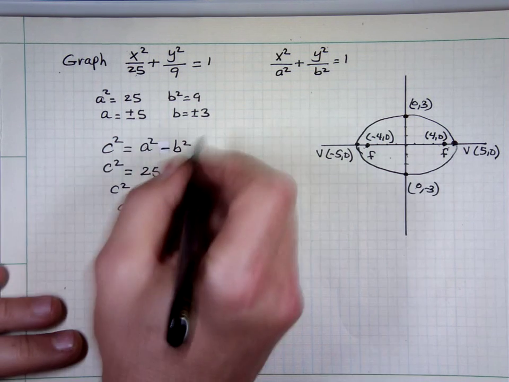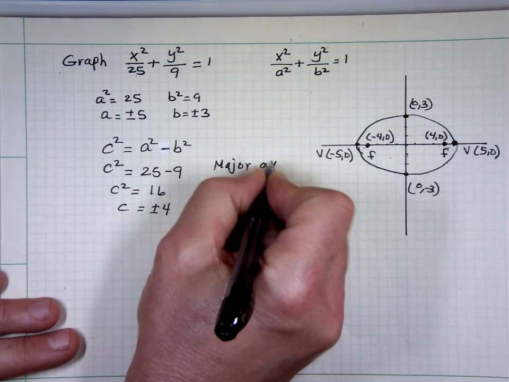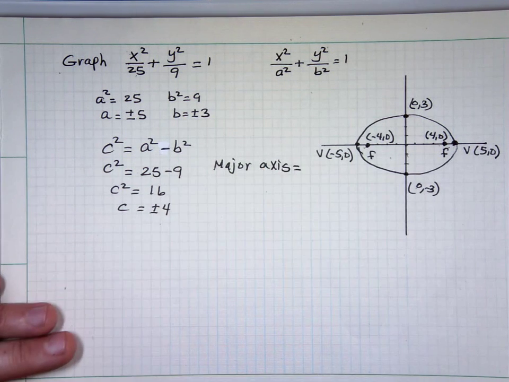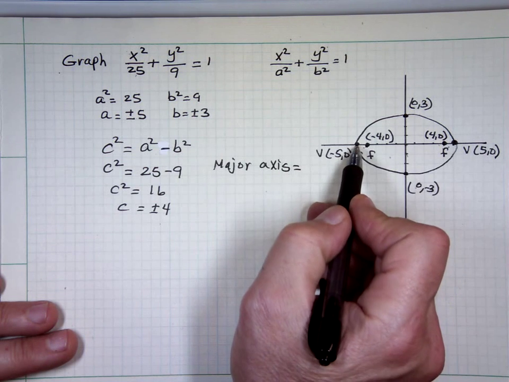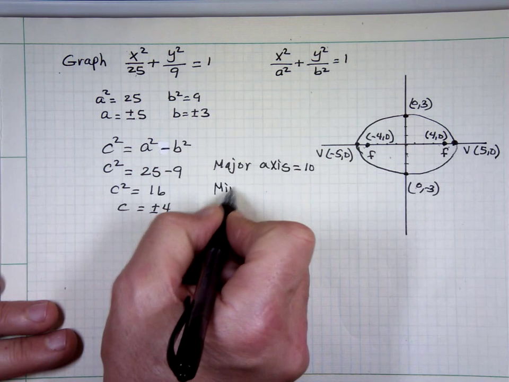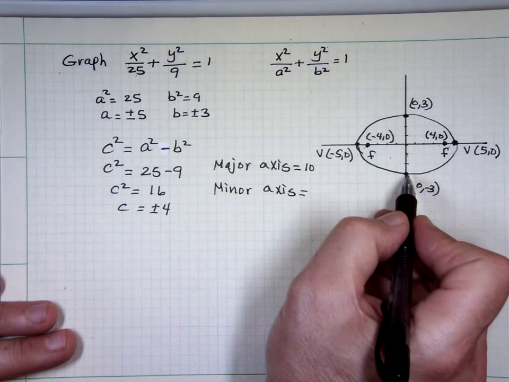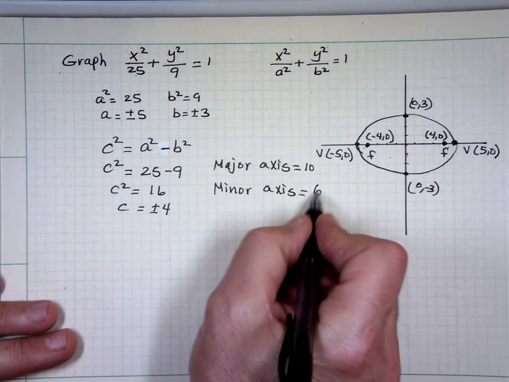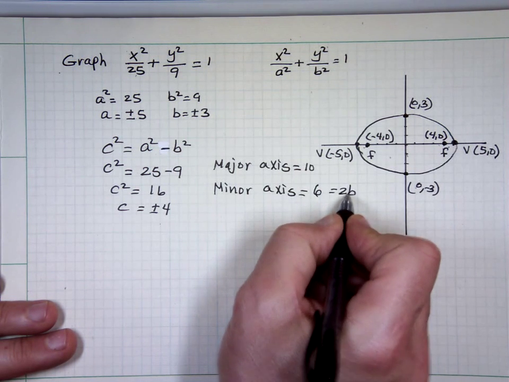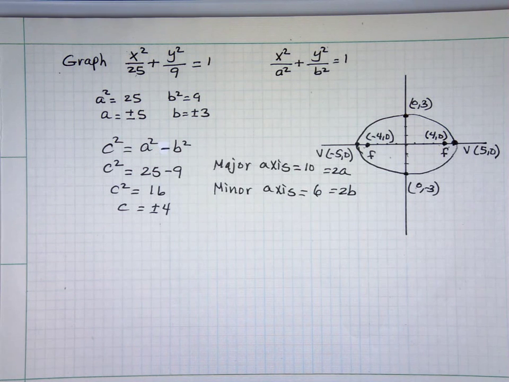Major axis for this, if you need to find it, what's the length of it? Isn't that the distance from here to there, which is 10? Minor axis, that's the distance from here to there, which is what? 6. Remember, that's twice b, and the major axis is twice a. Now we know everything about that ellipse. No mystery.